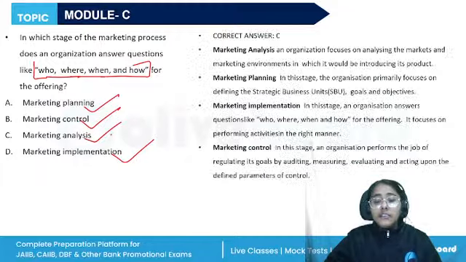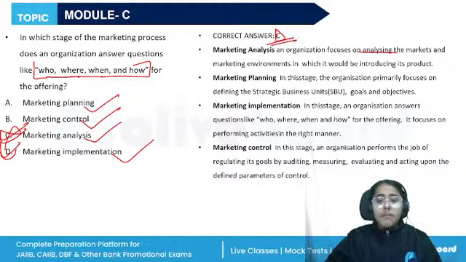So the correct answer will be option C, which is marketing analysis. Marketing analysis in an organization focuses on analyzing... actually, the correct answer will be option D, not C. It will be option D, marketing implementation. Marketing analysis focuses on analyzing the market and marketing environments in which it should be introducing the product.